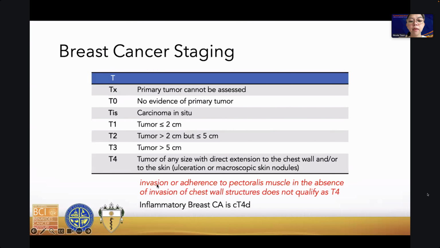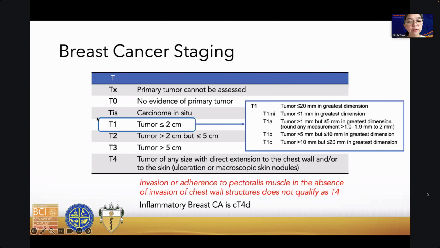Very important, invasion or adherence to the pectoralis muscle in the absence of invasion of chest wall structures, that means intercostal muscles or ribs, does not qualify as a T4. So if intra-op in your surgery you had to shave off muscle from the pectoralis, that is not considered a T4. Now, inflammatory breast cancer is considered automatically T4D.